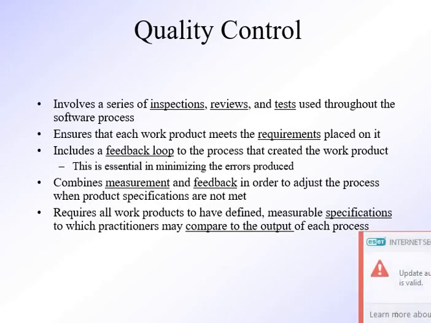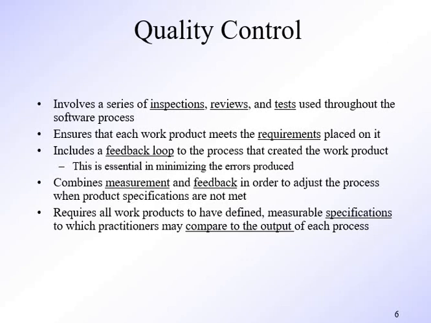What exactly is quality control? This involves a series of inspections, reviews, and tests used throughout the software process. It's like controlling the software development. It includes a series of inspections, whether things are going properly or not, reviews of whatever code is developed, and tests used throughout the software process. This ensures that each work product meets the requirements placed on it. Whatever task we are doing, if we are developing any software module, we check whether it is meeting the software requirement or not. It includes a feedback loop to ensure that the created work product combines measurement and feedback in order to adjust the process when the product specifications are not met.